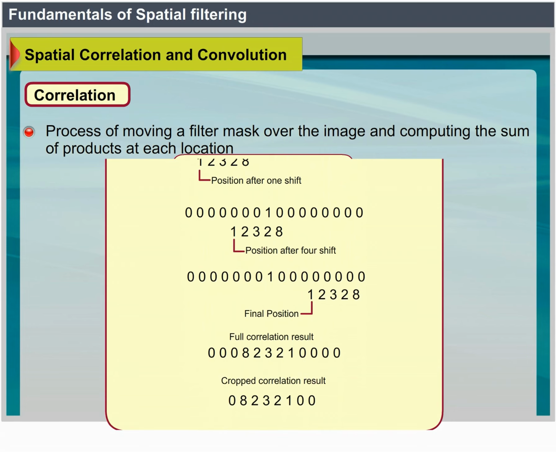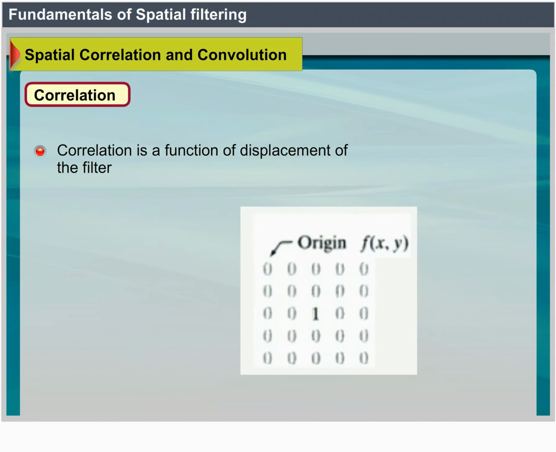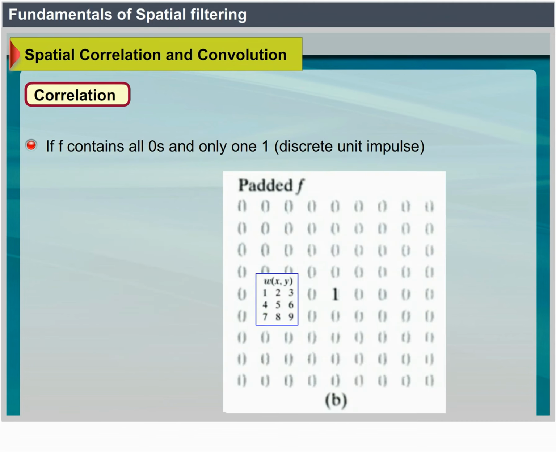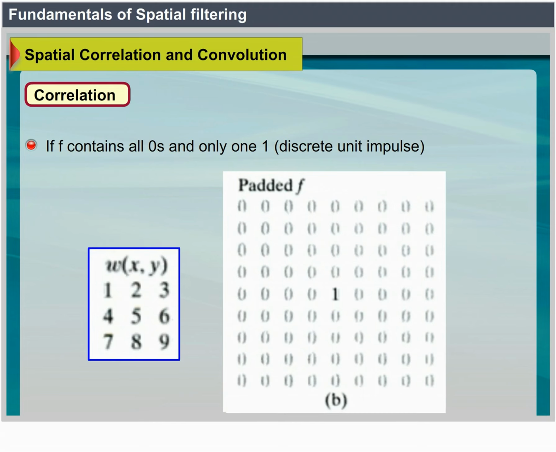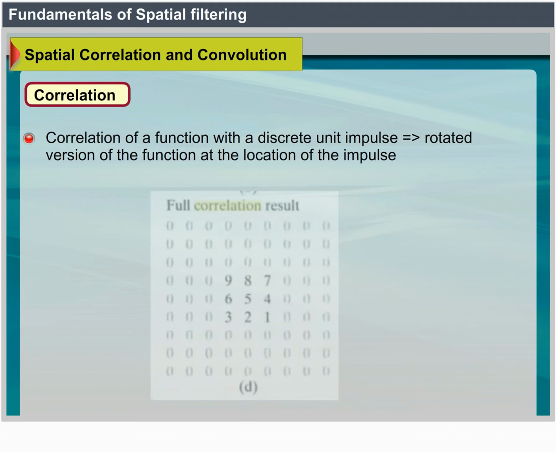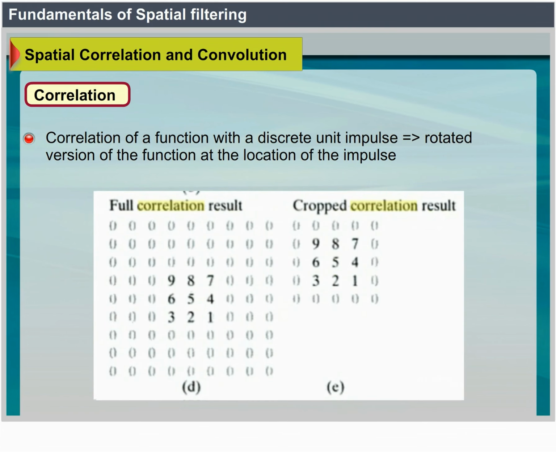Convolution. The same mechanics but with a filter rotated by 180 degrees. Convolving a function with a unit impulse gives a copy of w at the location of the impulse. Rotate one function by 180 degrees and perform the same operation as in correlation.